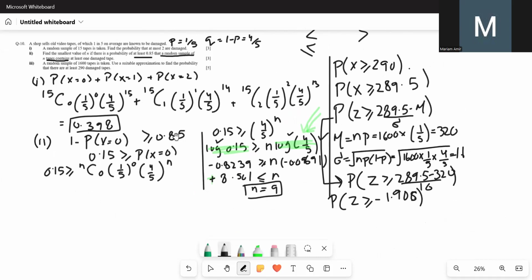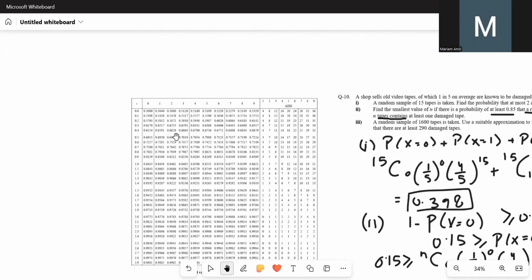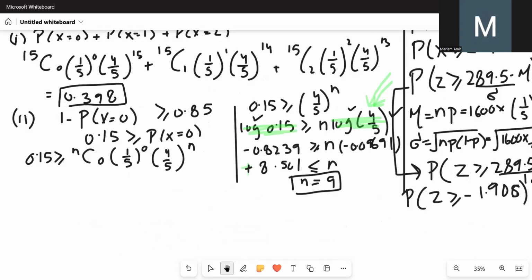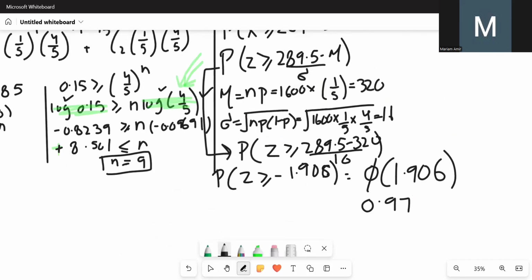Okay, now we know that this is the same as phi 1.906. So we'll read the probability corresponding to 1.906. 1.9 is here, 0 is here. So this is 0.9713 and 6 is 4. So we add a 4 in the end. So 4, 5, 6, 7, 1, 7, 9. So 0.9717. But since this is an estimated probability, we round it off to three significant figures.